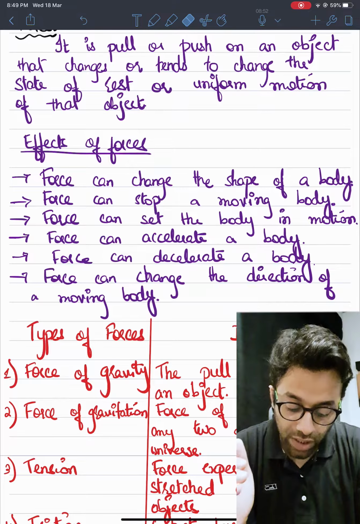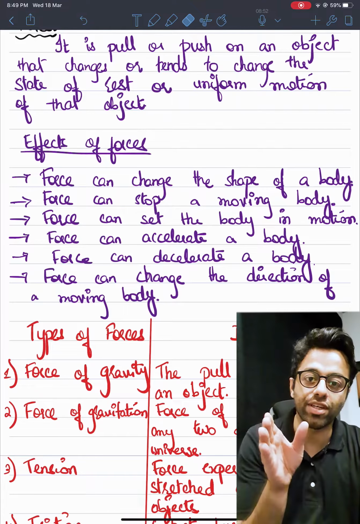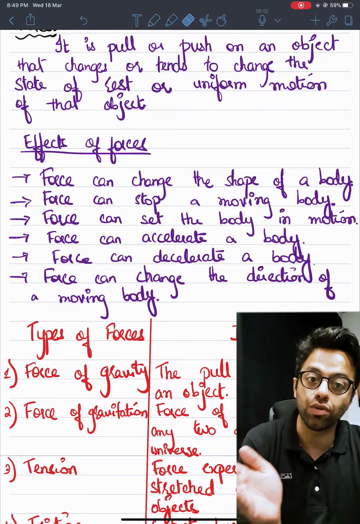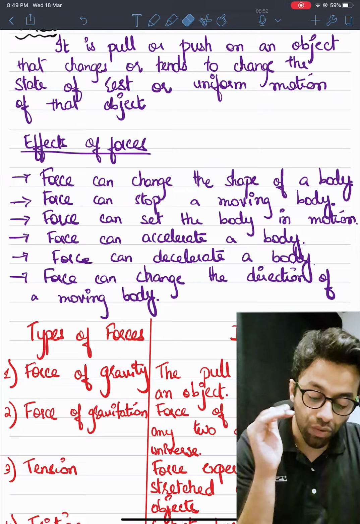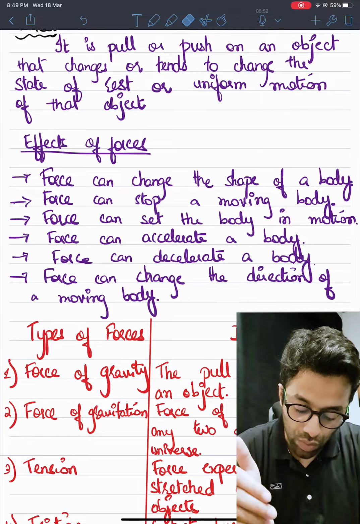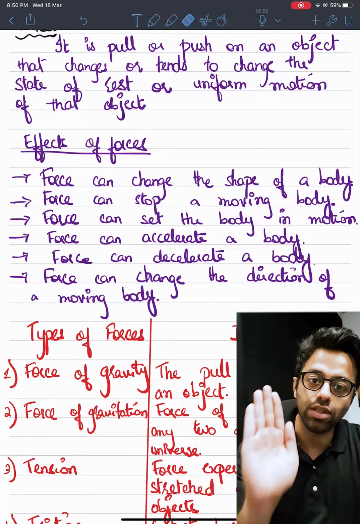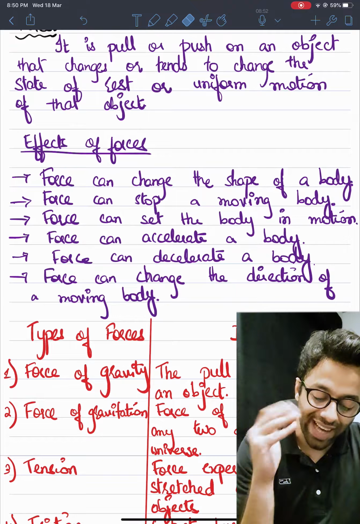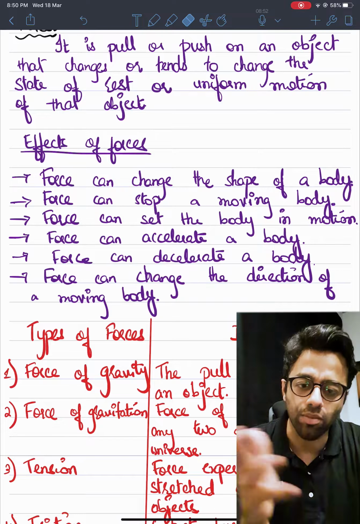So next, force can set the body in motion. Again, we talked about this. If an object is at rest, and you apply some force and the object starts moving, that means force was applied. So, third point, force can set the body in motion. Next, force can accelerate a body, and force can decelerate a body. So we understand if we are stopping an object, we are actually decelerating it, and there's a force that's being applied. It can accelerate a body and it can decelerate a body.